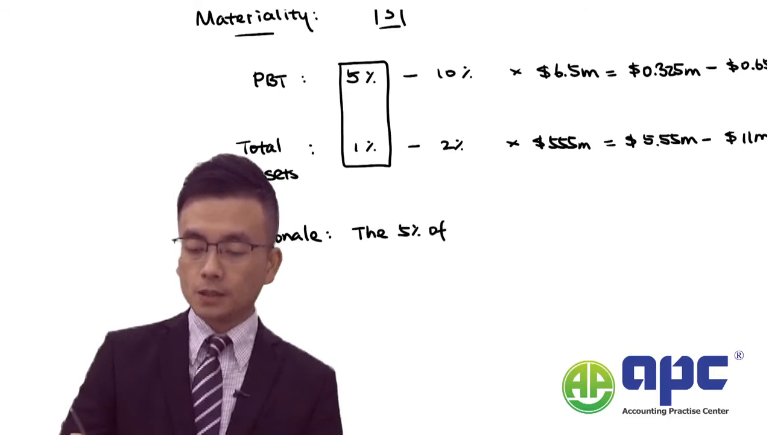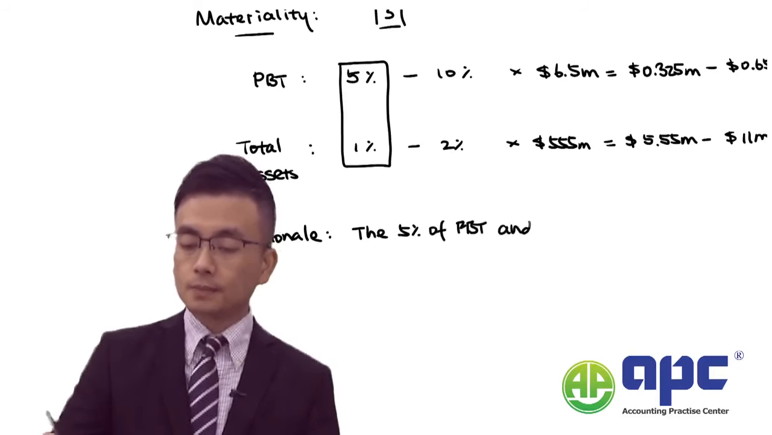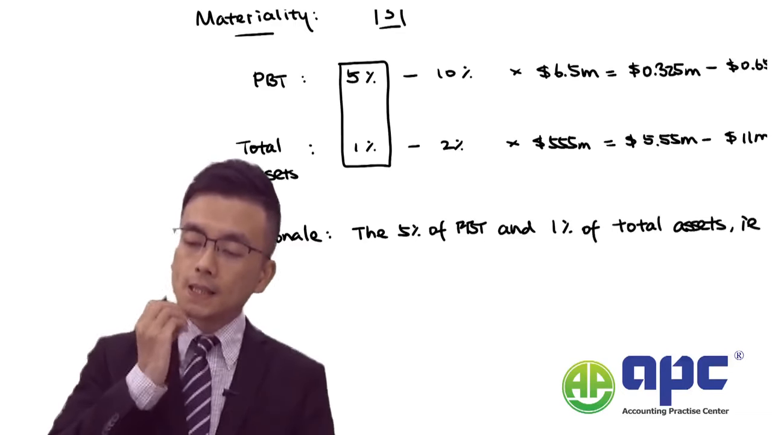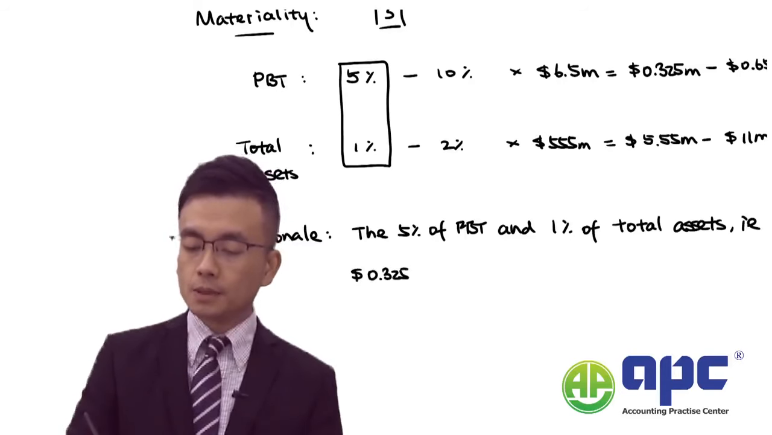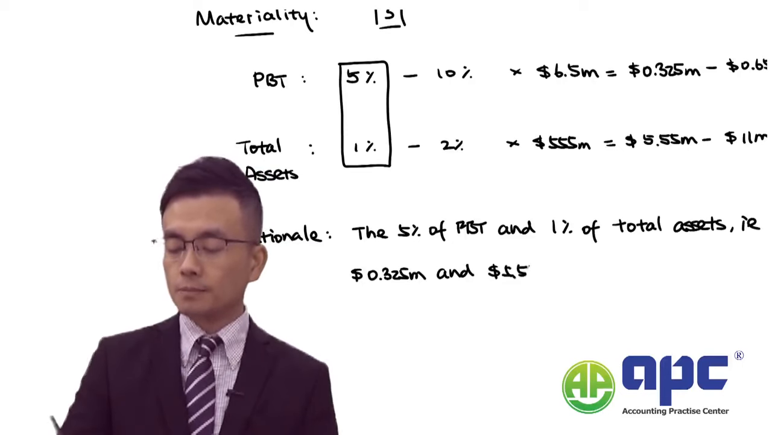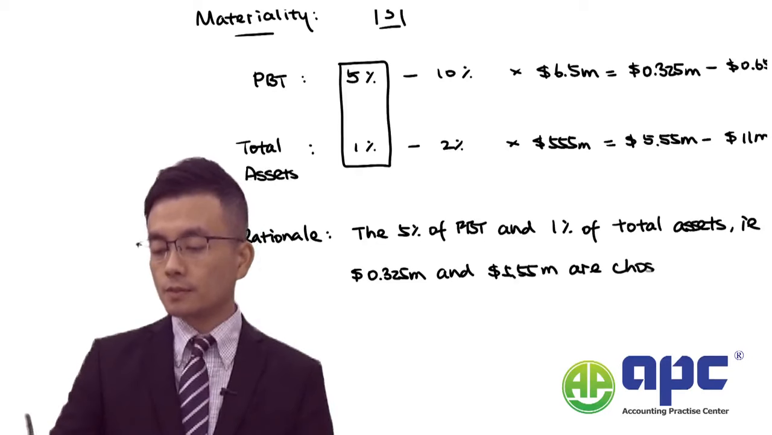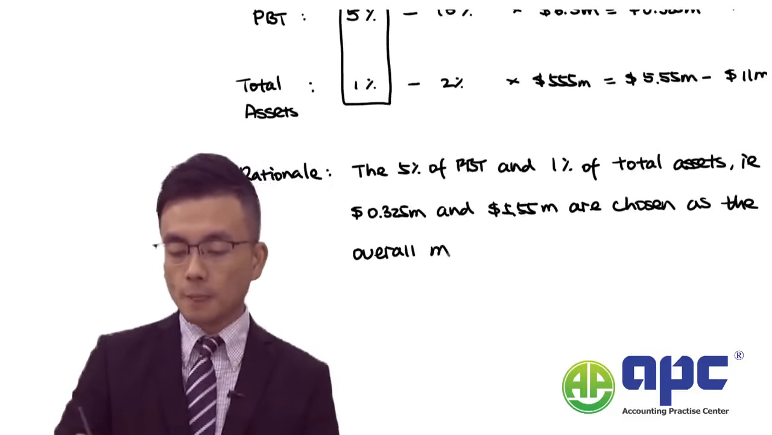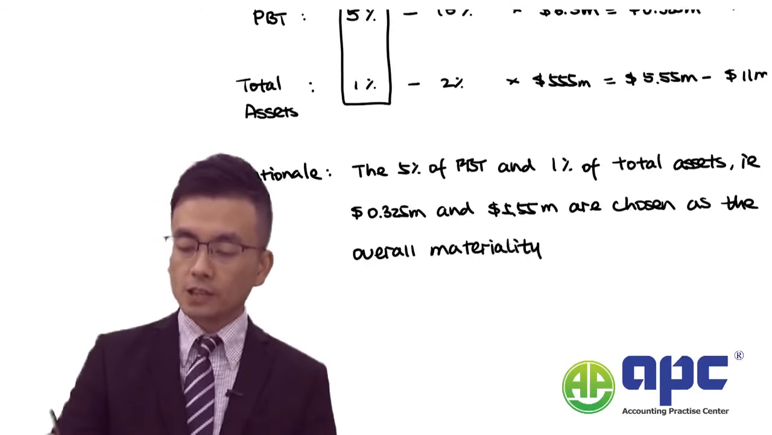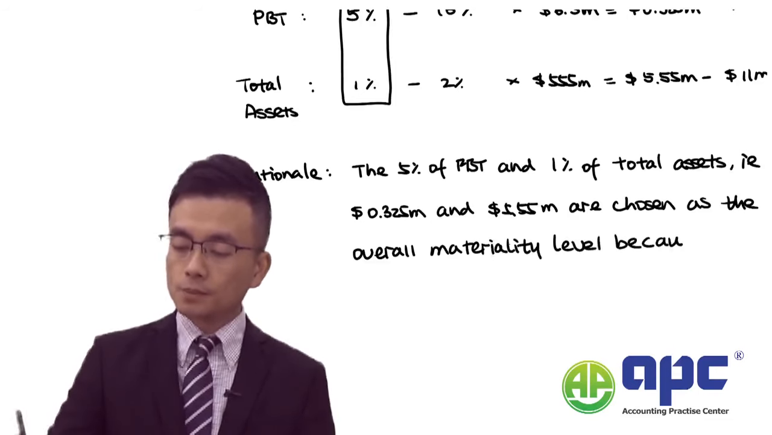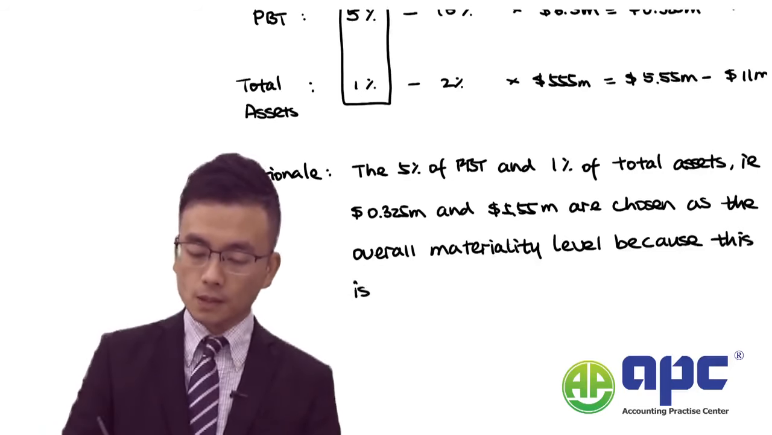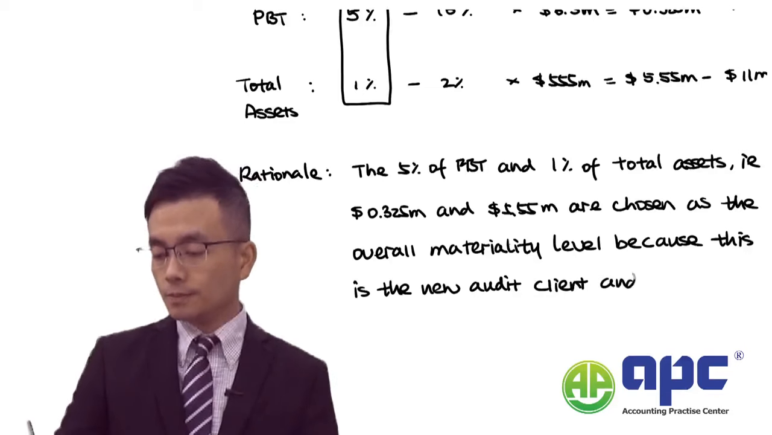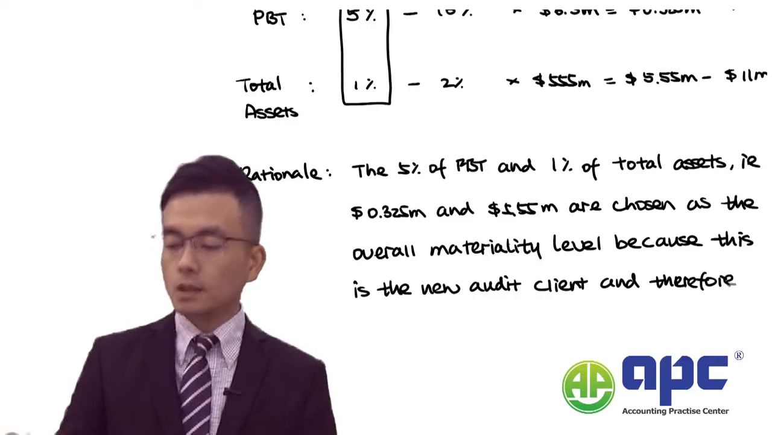The 5% of PBT and 1% of total assets, i.e. 0.325 million and 5.55 million, are chosen as the overall materiality level, because this is a new audit client and therefore higher risks are involved.